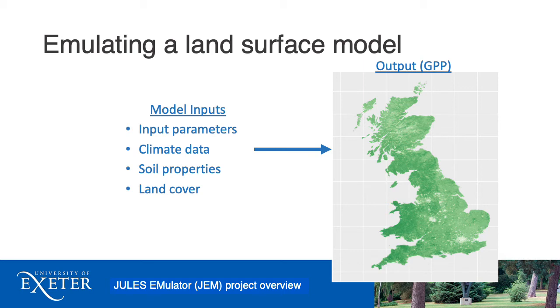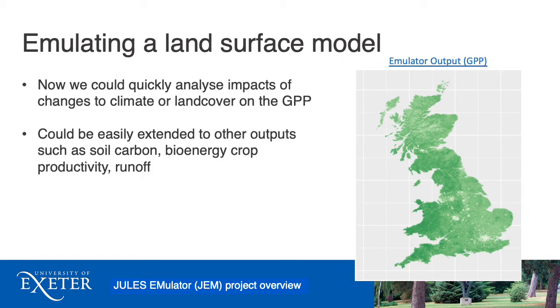So once we have the emulator, we can predict outputs for all possible inputs. So this is an example of the emulated GPP for one day in June in 2002. This is really useful because generating this map only took about 20 minutes on a laptop. So now we could quickly analyze the impact of changes to climate or land cover on the GPP. And we could also easily extend this to look at other outputs from JULES, such as soil carbon, bioenergy crop production, or runoff, by building emulators of those outputs as well.